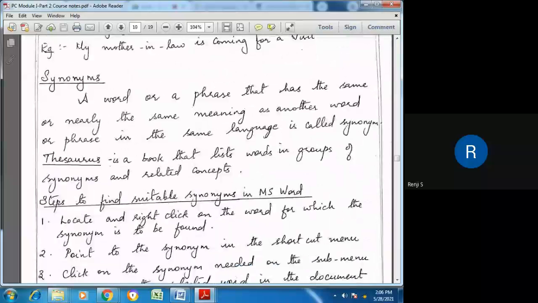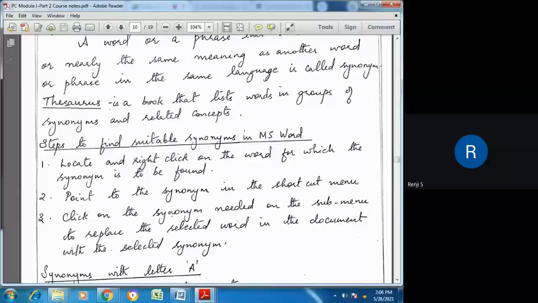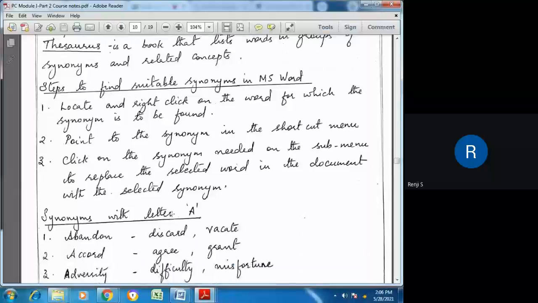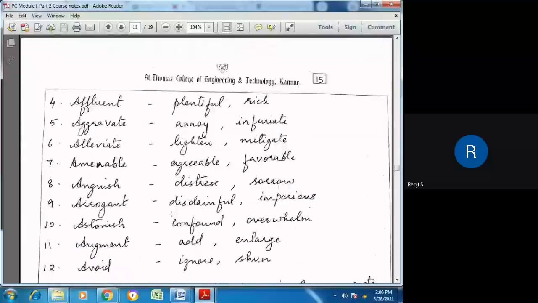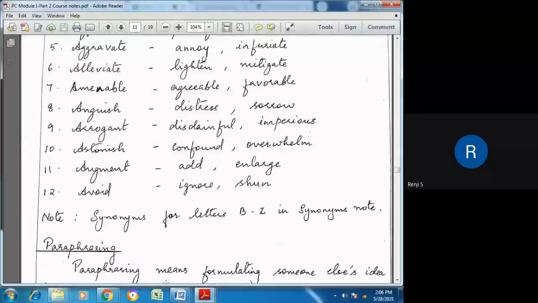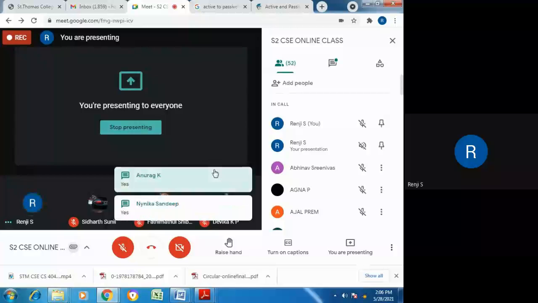Then synonyms we had taken earlier, and I had told you how to include synonyms from the thesaurus. I demonstrated how to use it in MS Word, and also I had given you a few synonyms with letter A, isn't it? You had written down these synonyms starting with letter A, isn't it? Do you remember all that? Someone please respond. Okay, Anurag.